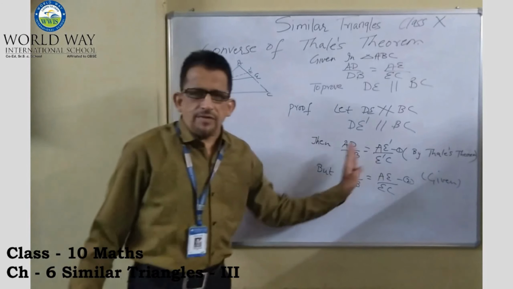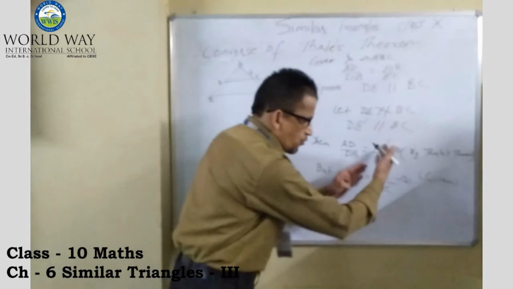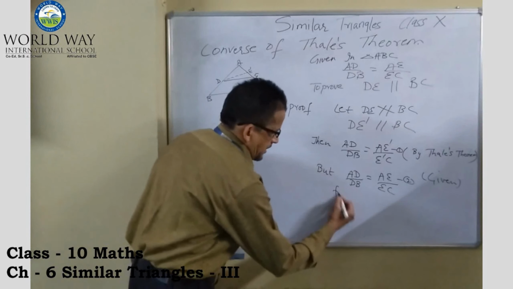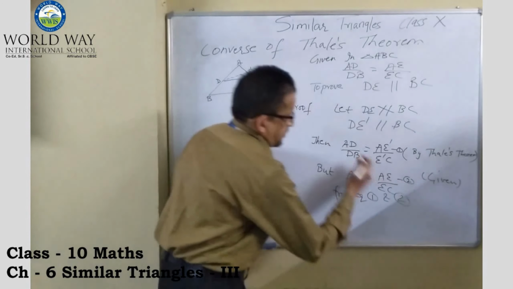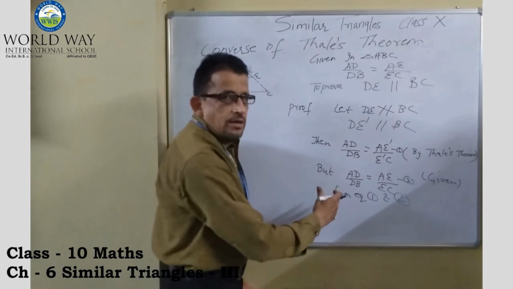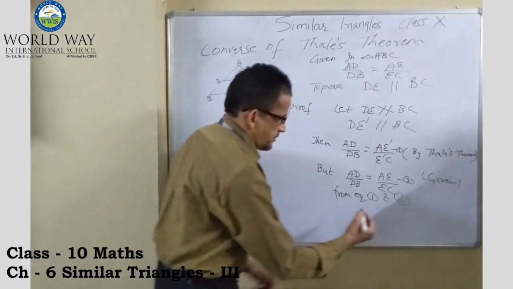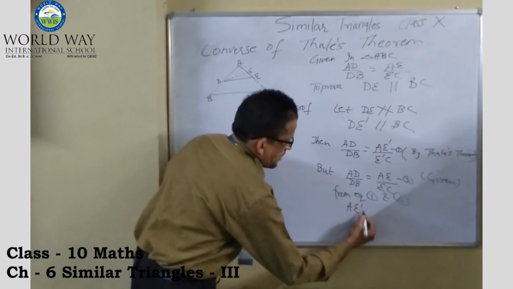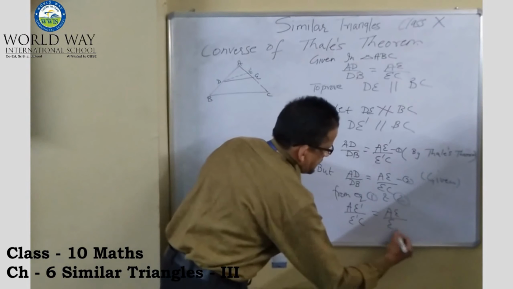On comparing 1 and 2, या from equation 1 and 2, या on equating 1 and 2, कुछ भी लिख सकते हैं. From equation 1 and 2, look at this. Their left hand sides are equal, so their right hand sides will also be equal. So AE dash upon E dash C is equal to AE upon EC.